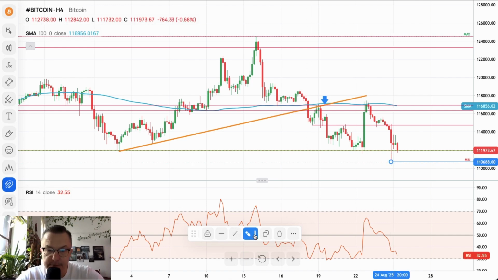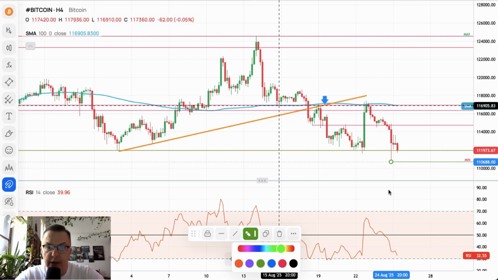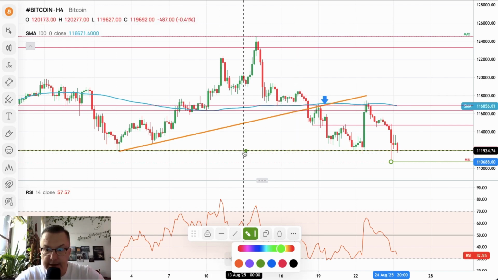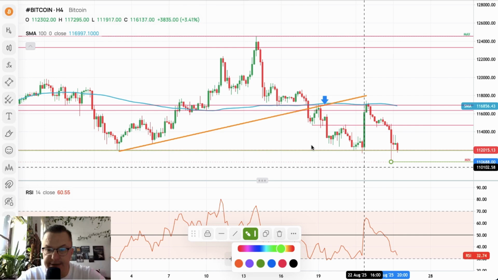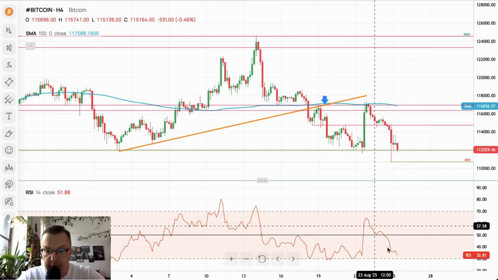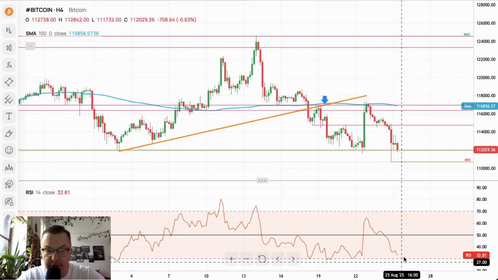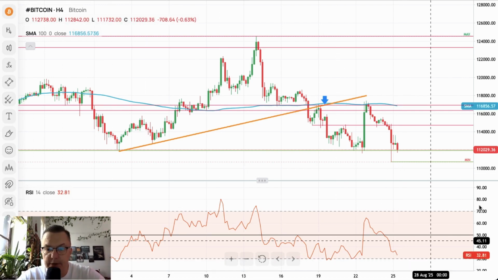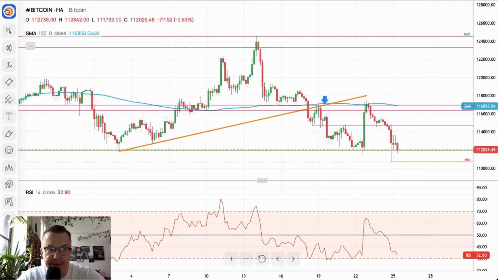110,688. This is the local technical support. Now we sit at the level of 111,942. So this is the technical support, but it looks very, very weak. So we might see some sort of deterioration lower on the Bitcoin today, as it is under pressure.